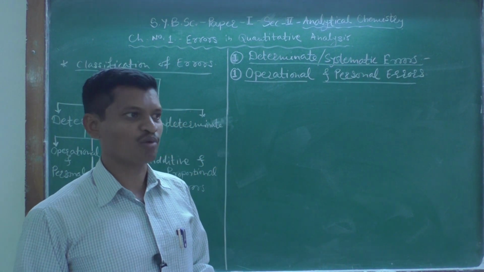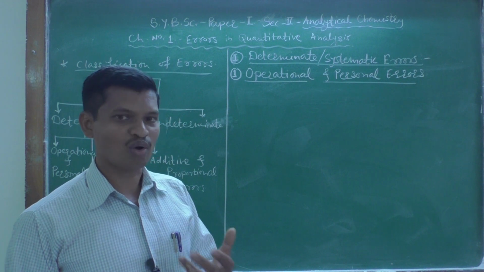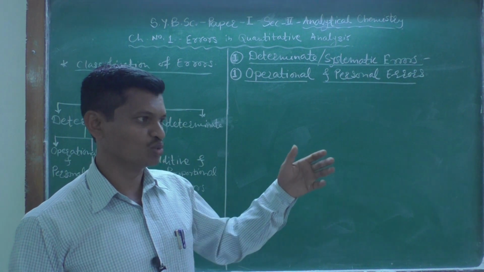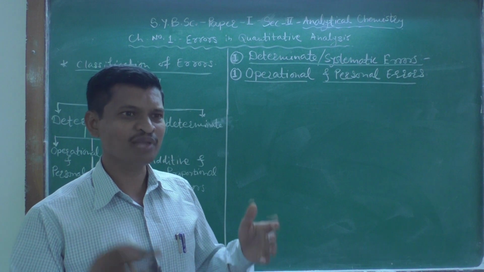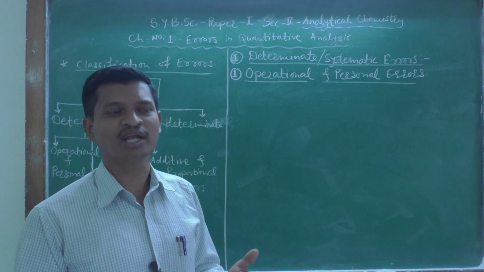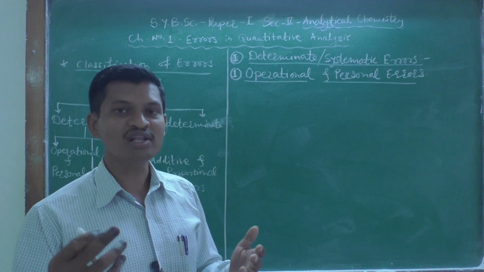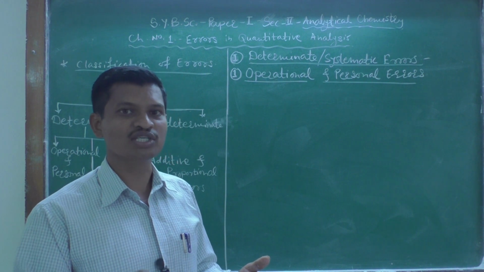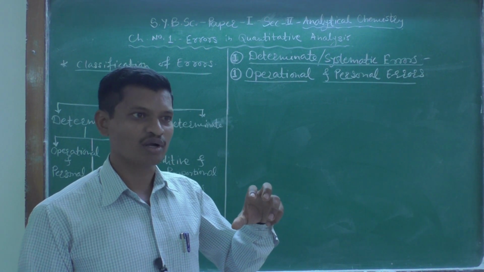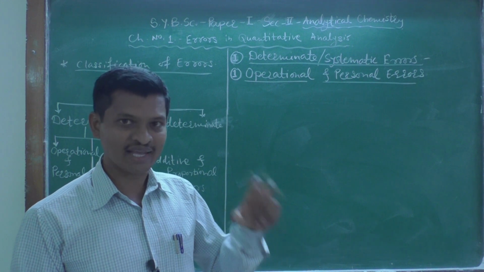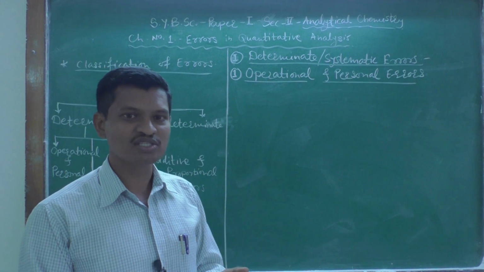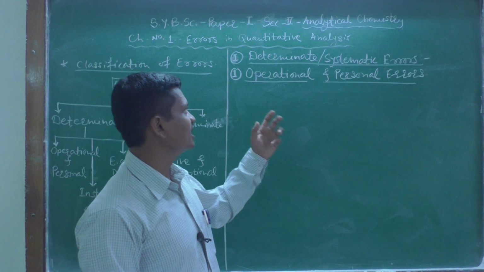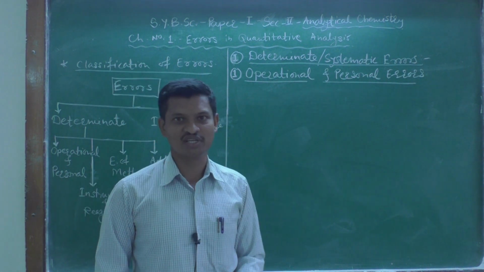For example, if I call one student from your class and ask him to operate the pH meter, and that student is totally unaware of the pH meter, how will he or she handle it? Due to this, he or she will make some faults and problems in the analysis. All of these occur due to that particular person only, and that's why these are called operational and personal errors.